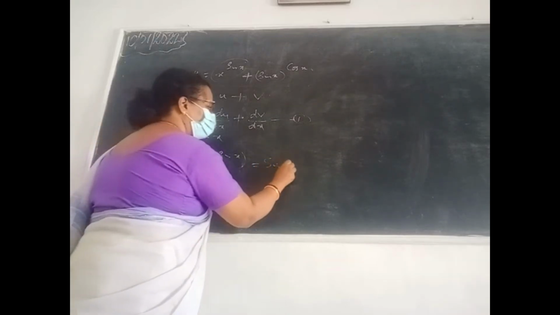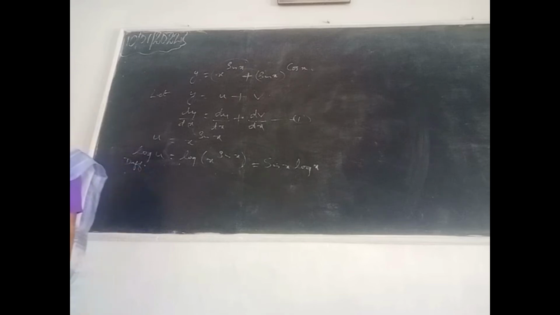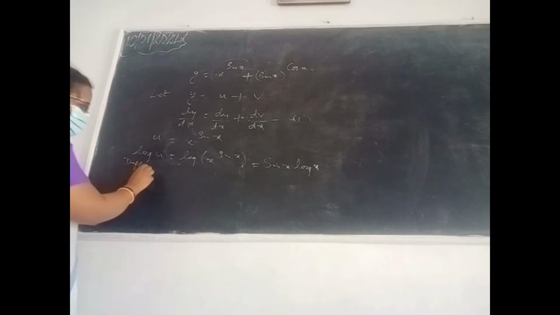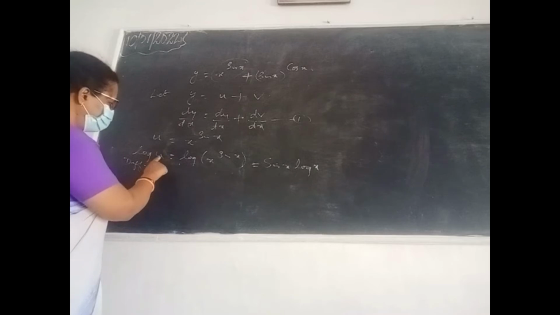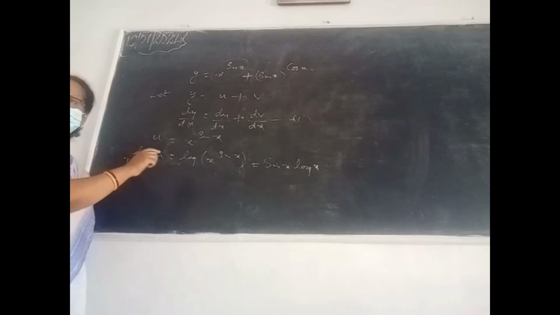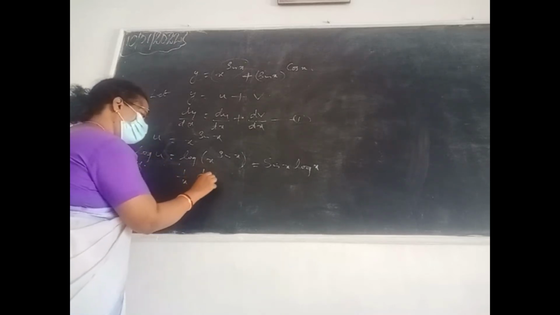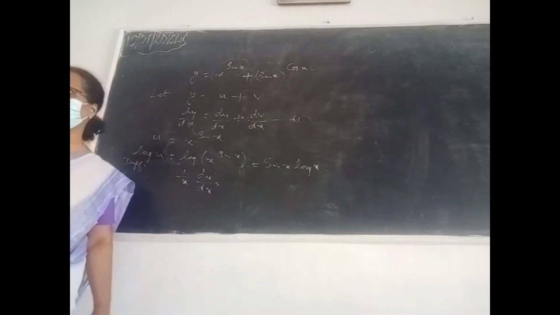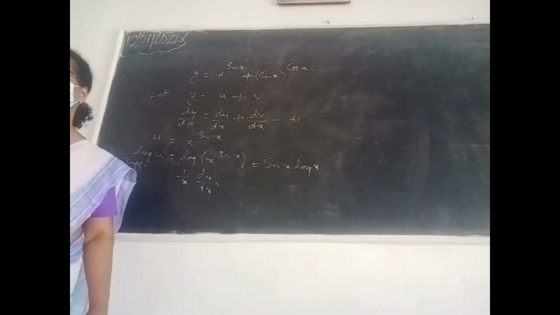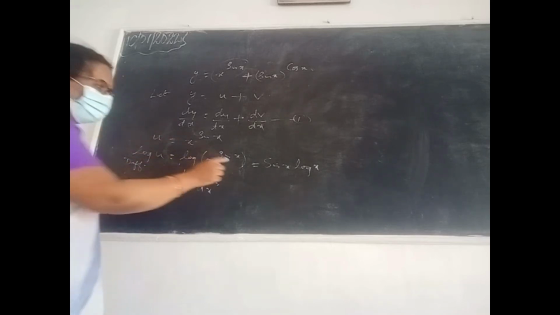Sin x log x. Then differentiate. What will we get? Log u. What is the derivative of log u? 1 by u du by dx equals the derivative of sin x log x. Which rule should we apply? Product rule.